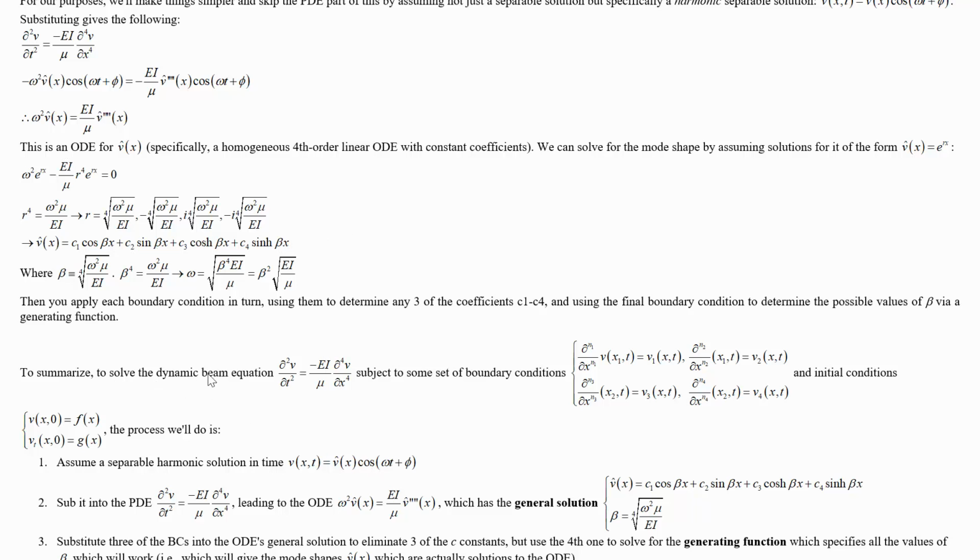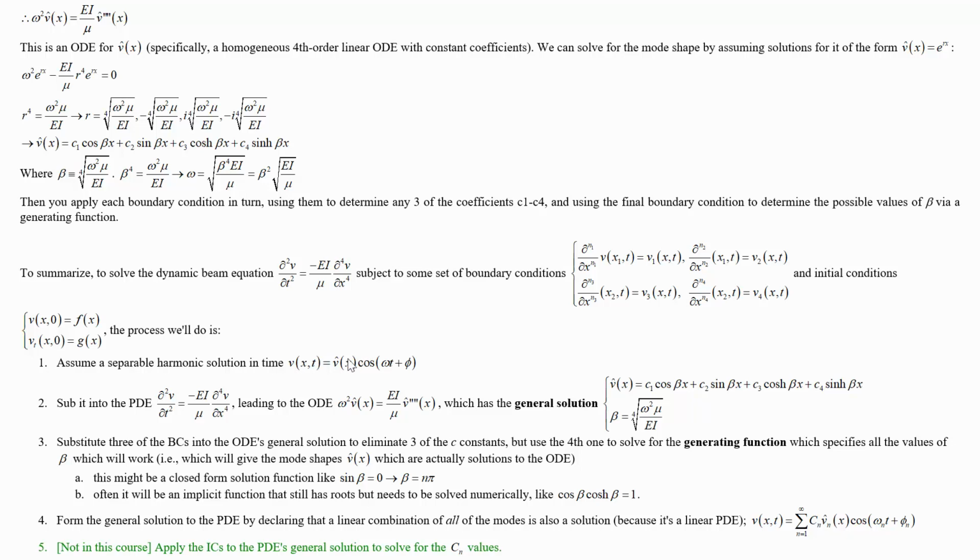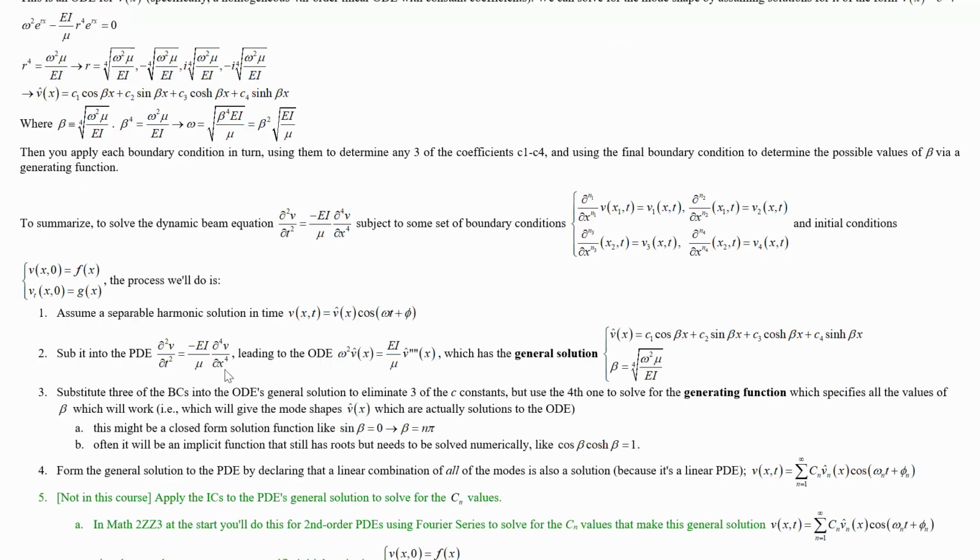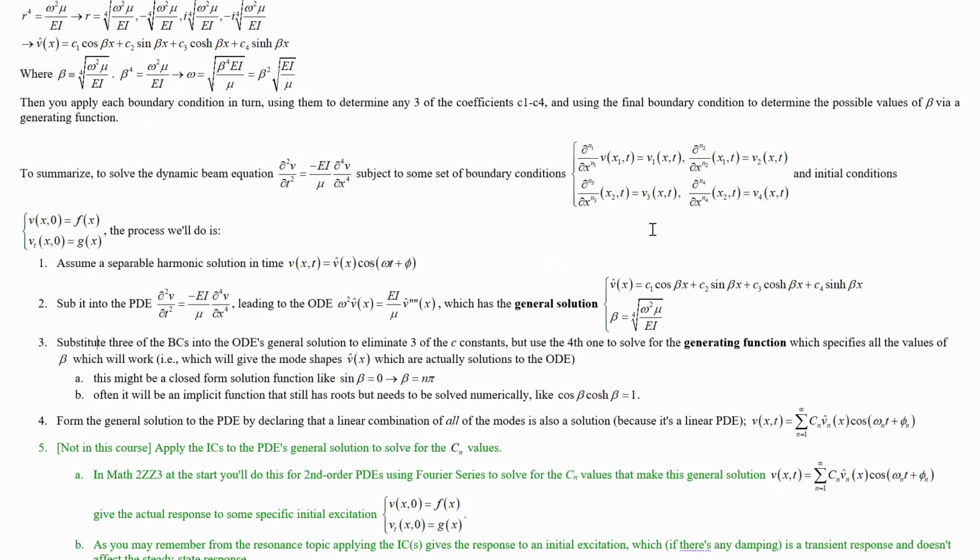Let's summarize. To solve the dynamic beam equation, subject to some set of boundary conditions and initial conditions, what you'll do is assume a harmonic solution, then substitute it into the partial differential equation, which leads to this ordinary differential equation, and this has this general solution for this set of betas. Then you can substitute 3 of the boundary conditions into this to find out what 3 of the c's are and eliminate those, and use the 4th one to find a generating function that specifies all the values of beta that will work.